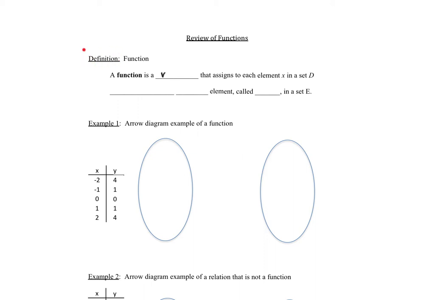A function is a rule that assigns to each element x in a set D exactly one element, and we call this element f of x, in a set E. Now, this x is what we call an input value, and this f of x is an output value.